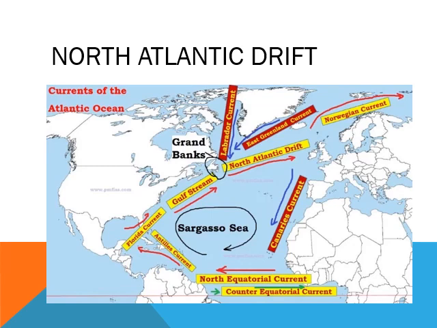Now, this current flows in three directions: eastwards to the UK, as you can see in the map, northwards to the Arctic region, and southwards along the Spanish coast as the cool Canaries Current. So, this is the circulation pattern of the North Atlantic Drift.